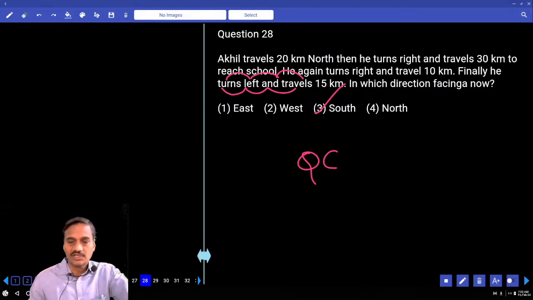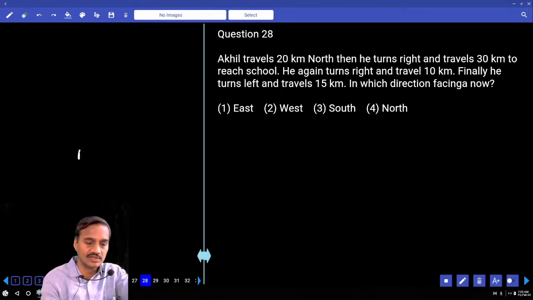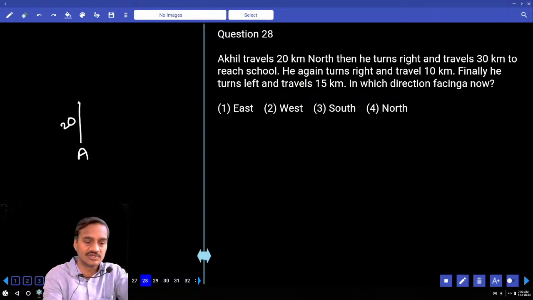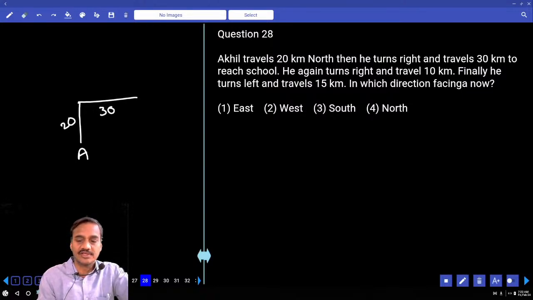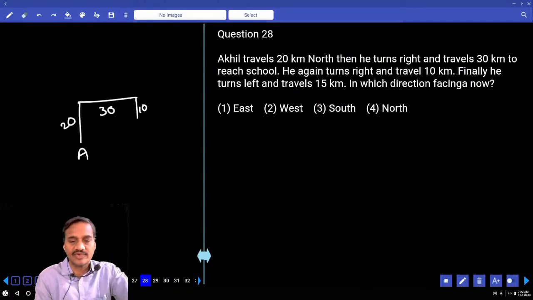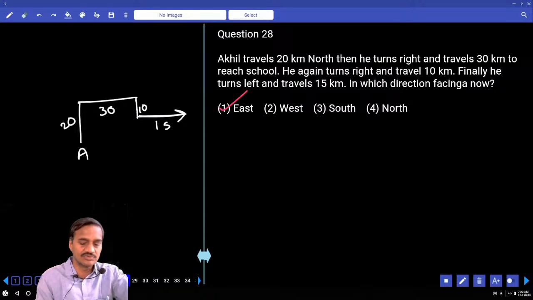Then the 28th one: Akhil travels 20 kilometers towards north. Let us take this as the starting point of Akhil. From here first he walks 20 kilometers towards north. Then he turns right and travels 30 kilometers, on the right hand side, to reach his school. And again he turns right and travels 10 kilometers, from his school towards the south. Finally, he turns left and travels 15 kilometers. And in which direction is he facing now? Now tell me in which direction this person is moving? East, that is choice 1, question 28.